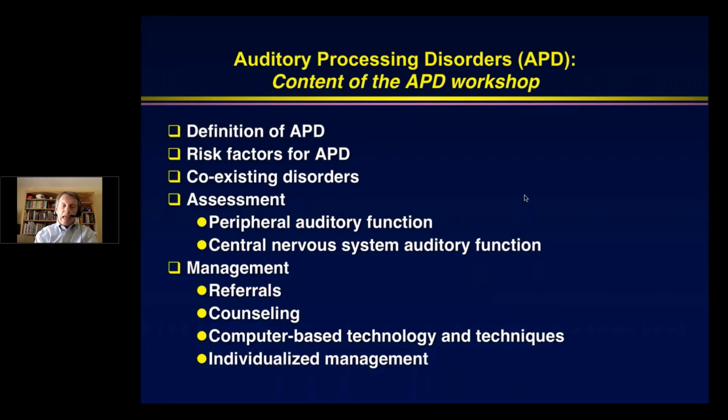Then we'll talk a lot about risk factors. Again, that's so important for quick identification and consistent identification of APD. We'll talk much more about coexisting disorders in children and adults, and then we'll review all of the tests that could be used for evaluating peripheral or central function. Now, I'm not going to suggest you use all the tests. I'm a big proponent of what I call value-added tests. In other words, tests that contribute not only to the diagnosis, but to the management and the improvement of patient outcome.